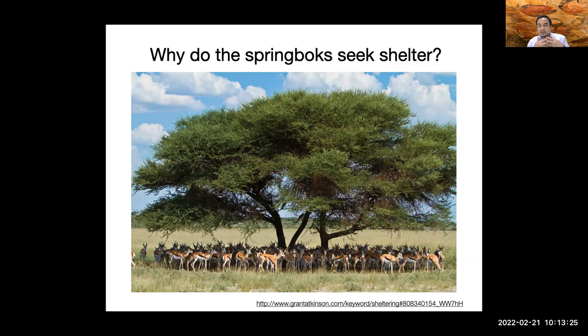The simple answer is that because it wants to be safe, right? It's too hot in the middle of the day in Africa. So you know that it takes turns. Usually the young and the weak will stay in the middle of the circle. And the springbok outside is like the penguin. It takes turns, right? It takes turns to take the shade.